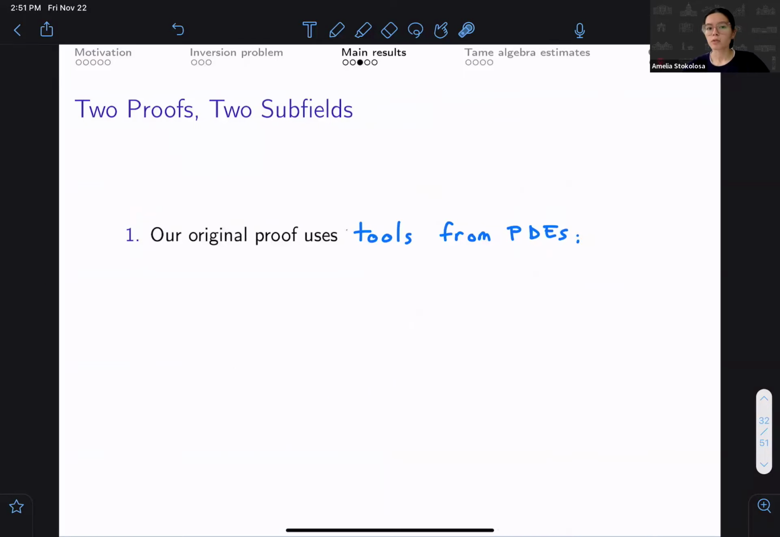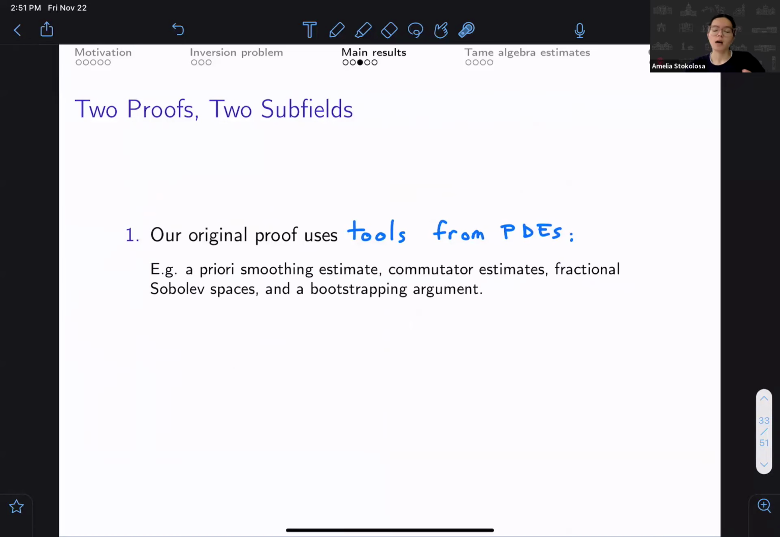So there are two proofs using tools from two different subfields for this theorem. The original proof from 2023 used tools from PDEs: a bootstrapping argument, the construction of an a priori estimate to obtain the regularity properties for our inverse operator, commutator estimates, and using fractional Sobolev spaces as defined by Folland on stratified Lie groups and then easily extendable to the graded Lie group setting.